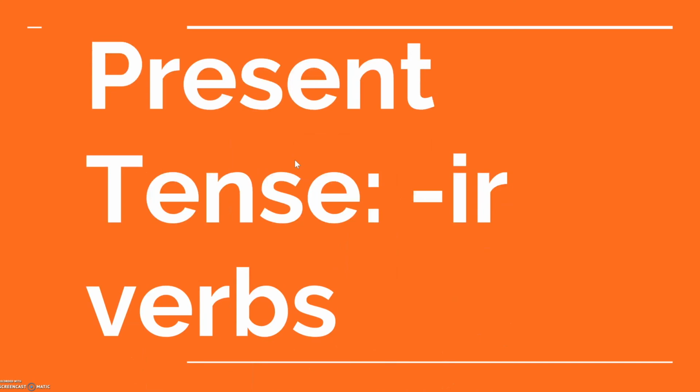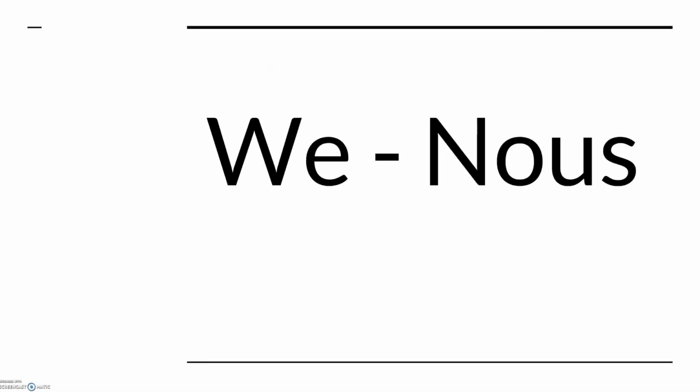For IR verbs, you chop off IR and you add IS, IS, IT, ISSONS, ISSEZ, ISSENT.